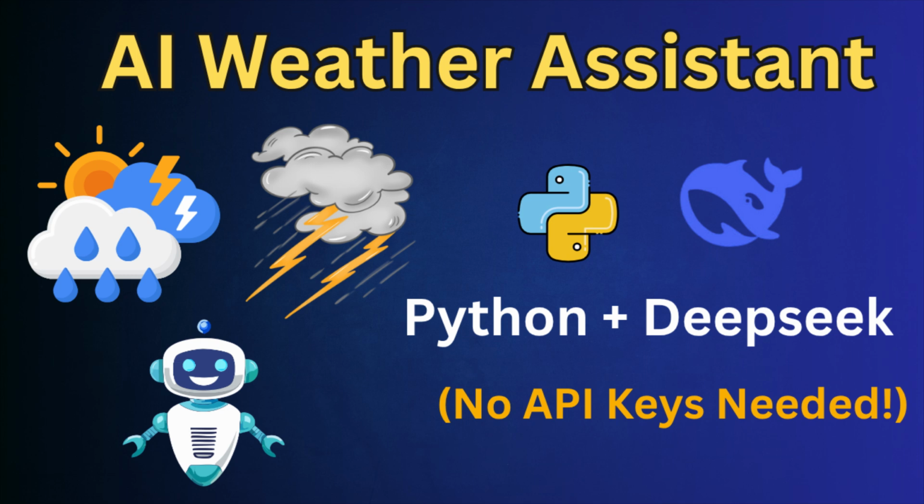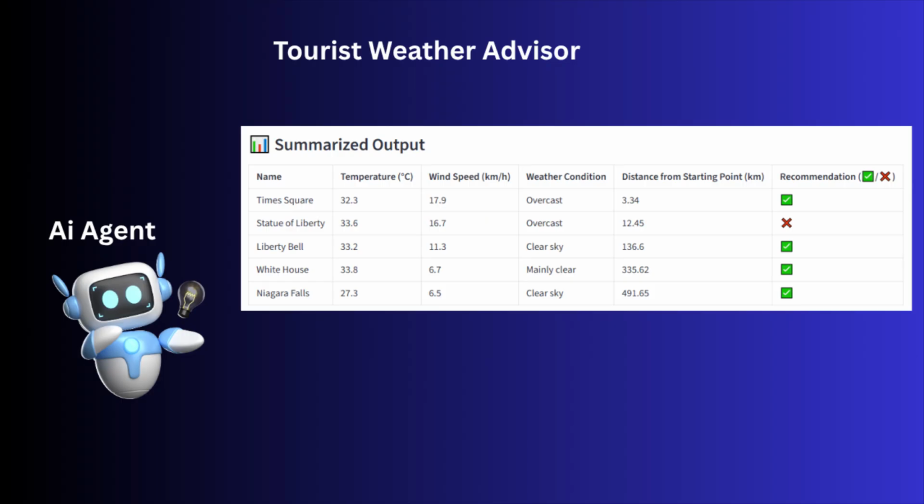In today's video, we are going to build an AI assistant, a tourist weather advisor. Basically, it's a kind of AI agent that will give you trip suggestions based on the current weather and selected location. Let's check the demo first.